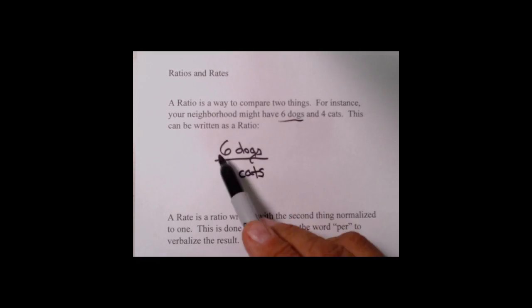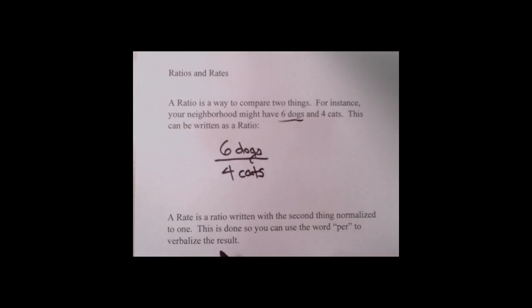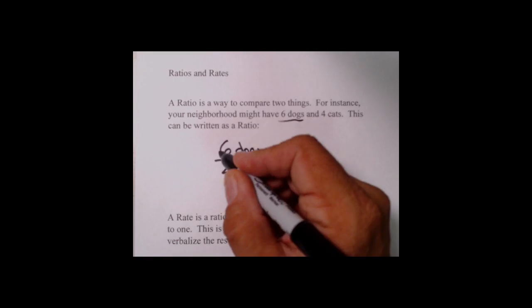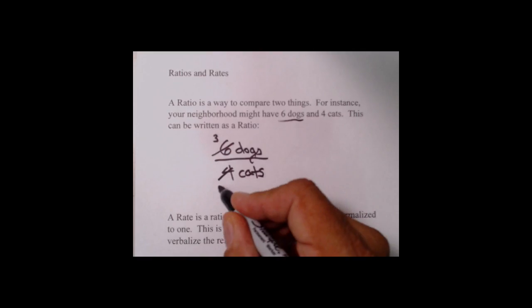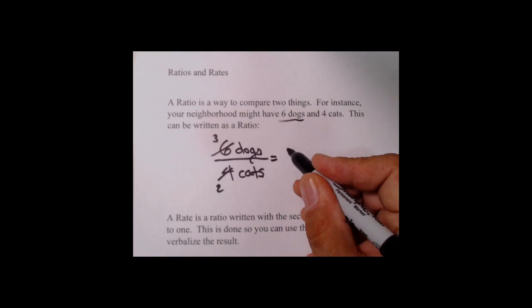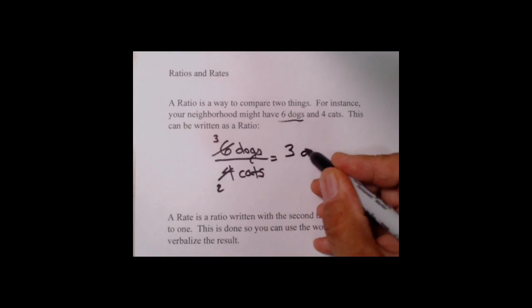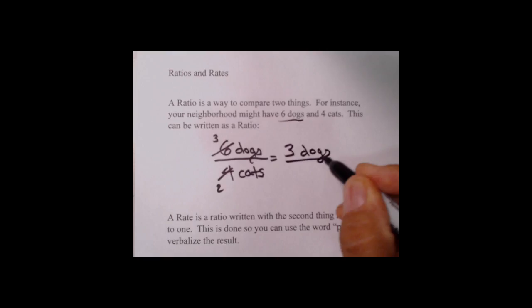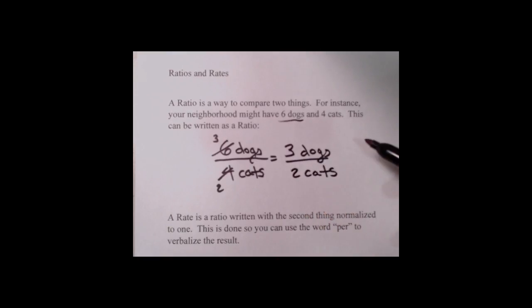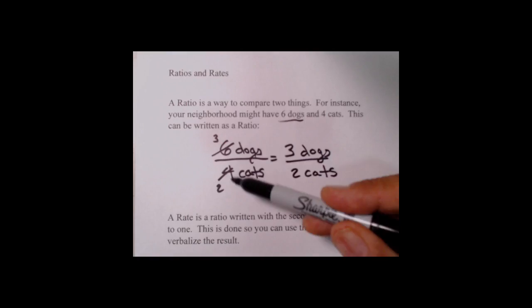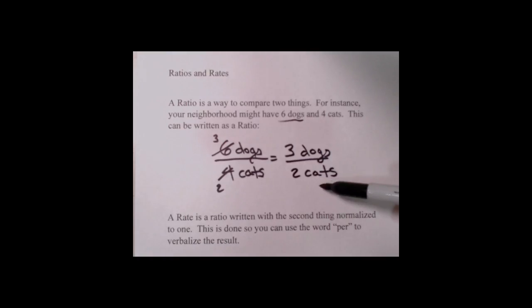Now, this is basically a fraction, and of course one of the standing rules we have for fractions is always reduce them when you can. So even written as a ratio like this, what we tend to do is reduce: 2 into 6 goes 3 times, 2 into 4 goes twice, and write this then as 3 dogs for 2 cats. That's what a ratio is, and ratios should be reduced if you can, like we just did.